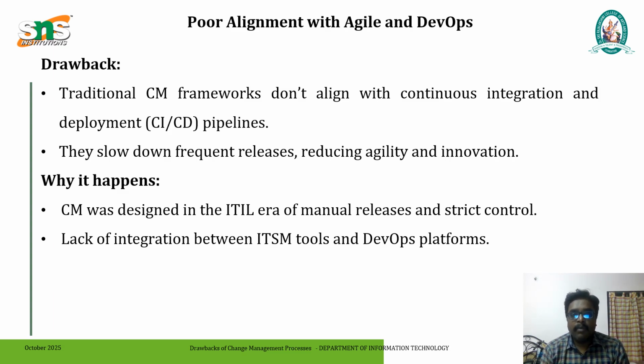Now organizations have realized the importance of Agile and DevOps implementation, so slowly they are migrating towards it. Why this happens is that change management was designed in the IT infrastructure era of manual releases and very strict control. Here, integration between infrastructure system tools and DevOps platforms is not yet implemented. Nowadays, people are migrating towards implementing these new systems, so we can expect the delivery process to be much faster than previous traditional processes.